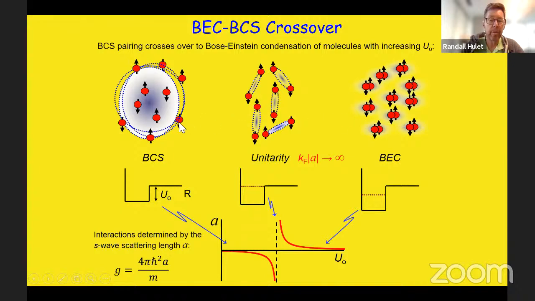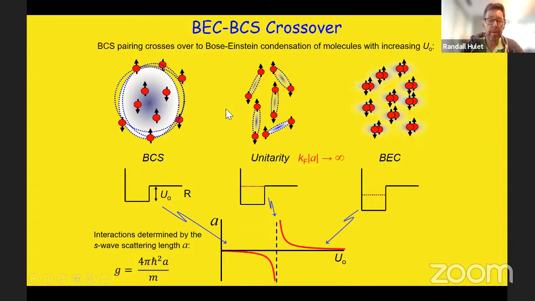And so we see that the Cooper pairs continuously change from something which is really big and floppy compared to the interparticle distance, to being of the size of the interparticle distance at unitarity, to being much smaller, being really bosonic molecules. So you've really gone from something which is a fermionic superfluid to something which is a Bose superfluid simply by changing the depth of this attractive square well.